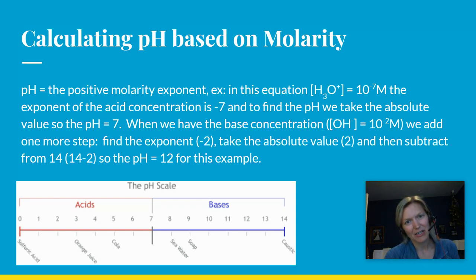If we're not given hydronium concentration, we're given hydroxide. Now remember, hydroxide is our base. We have to add one more step. So we still are looking at this exponent, 10 to the minus 2. So we find the exponent, which is a minus 2. We take the absolute value of it, 2. Now that's not the pH, that's the pOH. So we have to subtract it from 14. 14 minus 2 is a pH of 12.